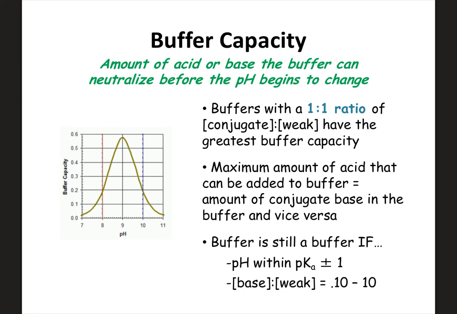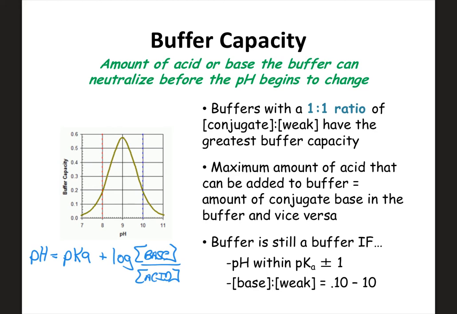Another easy way to look at this is the ratio in the Henderson-Hasselbalch equation, the concentration of your conjugate to the weak. If you just divide those two numbers and they fall within the range of 0.1 to 10, then it's still buffering. So basically, if we look at the Henderson-Hasselbalch equation, we know it's pH equals pKa plus the log of the concentration of base over the concentration of the weak acid.